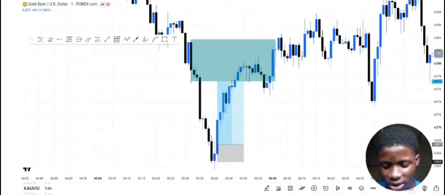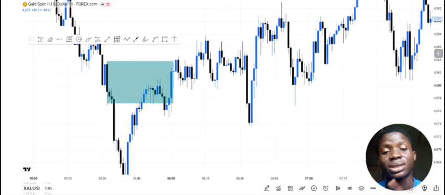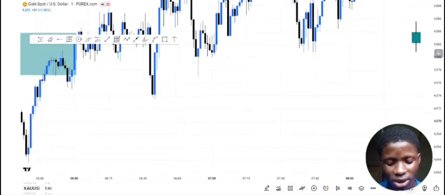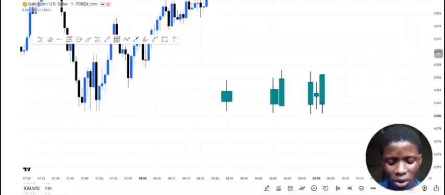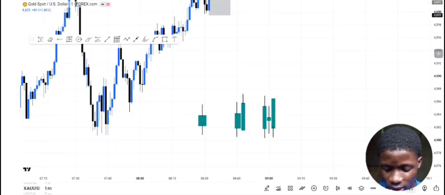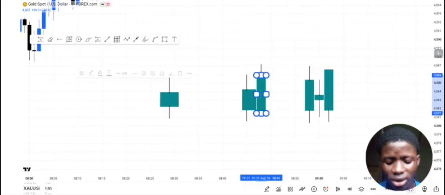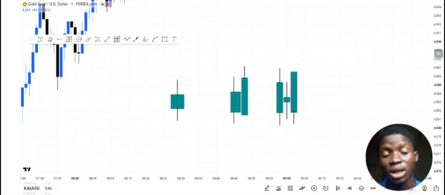But another one is like this. Let us go to the second candlestick, which is the engulfing candlestick. This is the engulfing candlestick here. How can you use it, and where are the areas you are to see it before you start trading it?